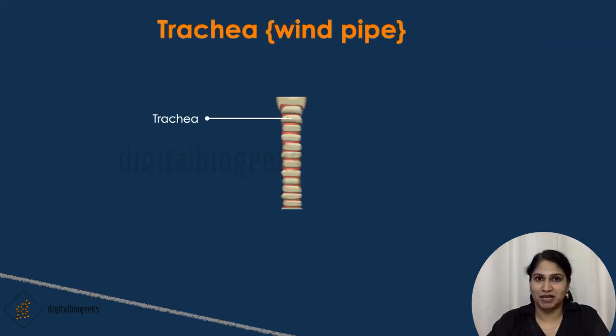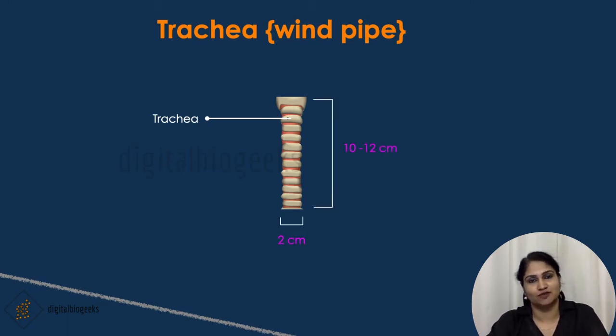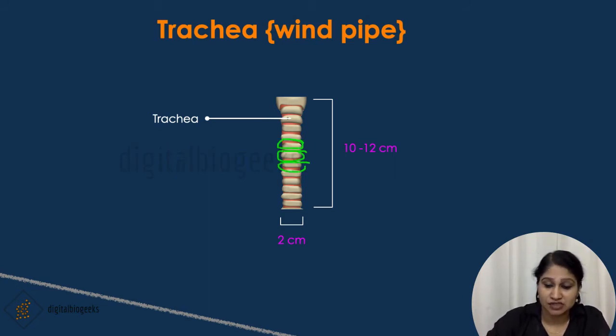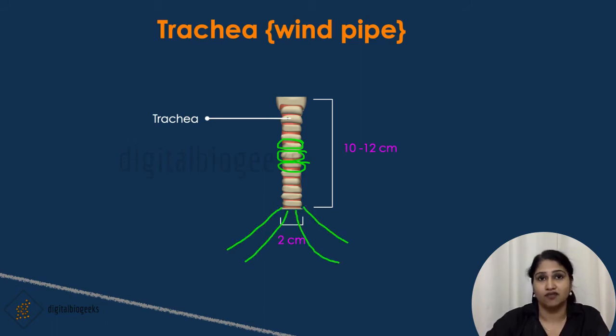Trachea or windpipe is a tube that connects the nose and mouth to the lungs. It has a length of 10 to 12 cm and a width of 2 cm. The wall is supported by horseshoe-shaped incomplete cartilaginous rings, and it has a mucosal lining that has mucosal glands. At the end, the trachea is divided into two bronchi, one for each of the left and right lungs.